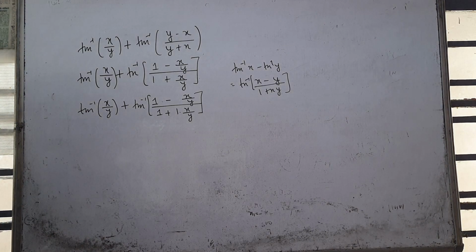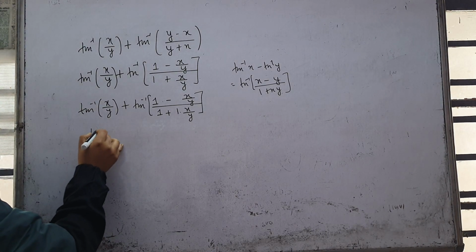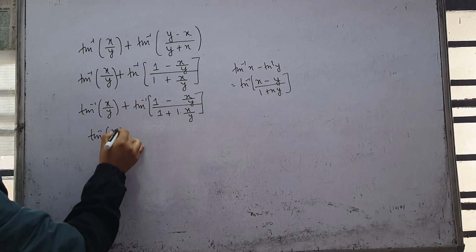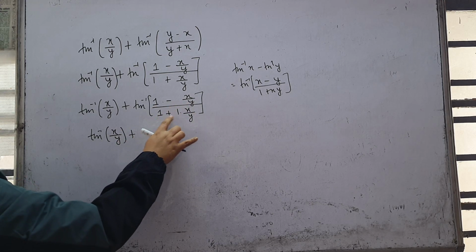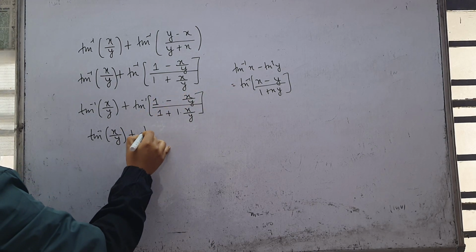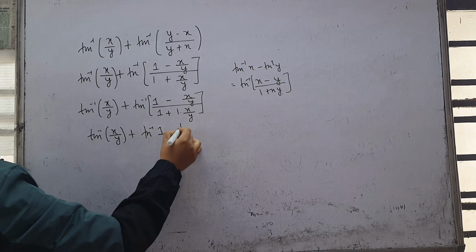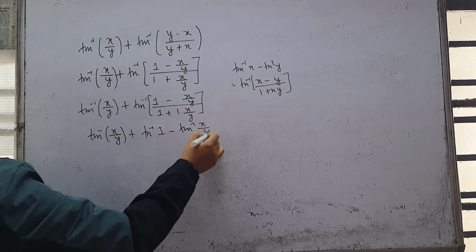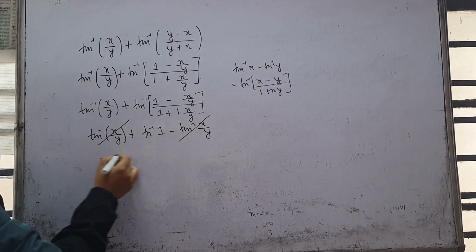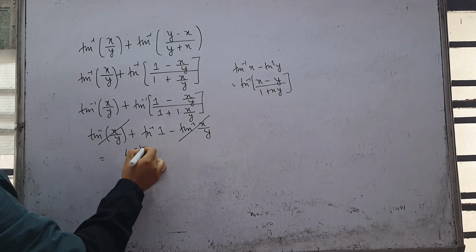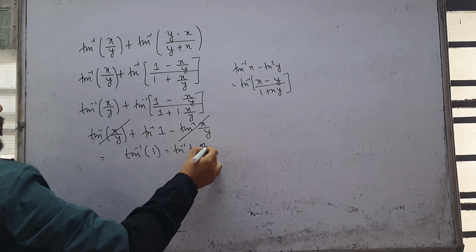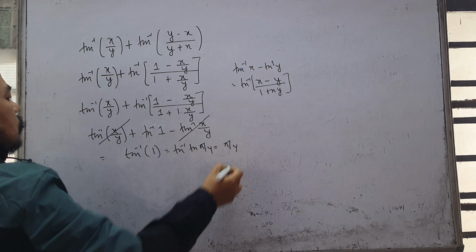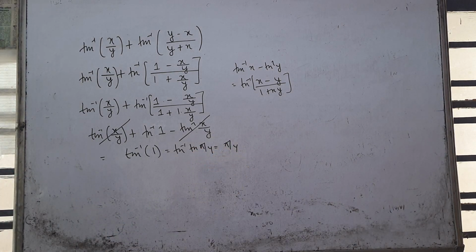Is it clear, everyone? So this can be written as tan inverse x by y plus tan inverse 1 minus tan inverse x by y. So this and this get cancelled and you are getting tan inverse of 1. So what is tan inverse of 1, everyone? Pi by 4. So the answer is pi by 4.